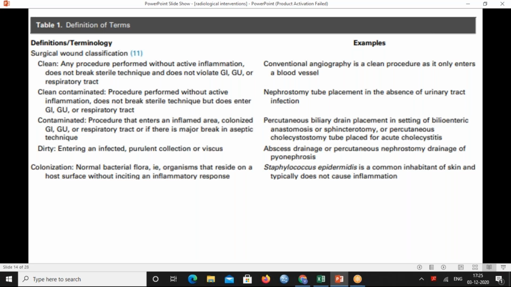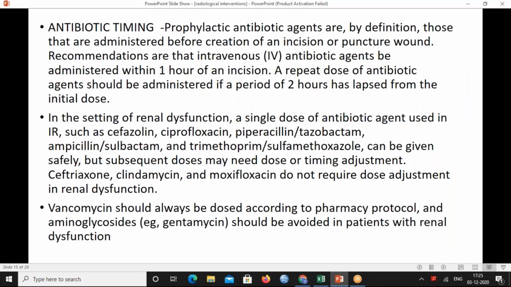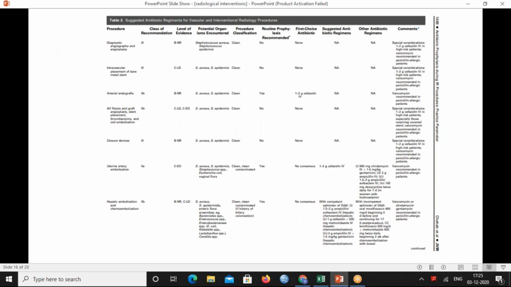The contaminated procedures are those that enter through an inflamed area, colonized GI, GU or respiratory tract, or where there is a major breach in aseptic technique, like PTBD, or percutaneous cholecystostomy tube placement for acute cholecystitis. Dirty procedures are like abscess drainage or percutaneous nephrostomy drainage for pyonephrosis. And the timing of antibiotic should be within 1 hour of incision or the needle prick. And the type of antibiotic they have said is a broad spectrum antibiotic. And there is a long list of procedures, so I have summarized them.